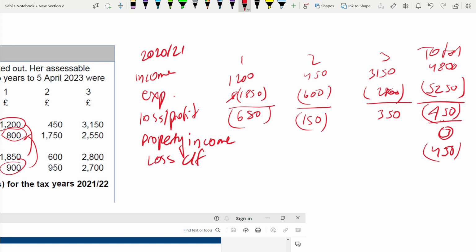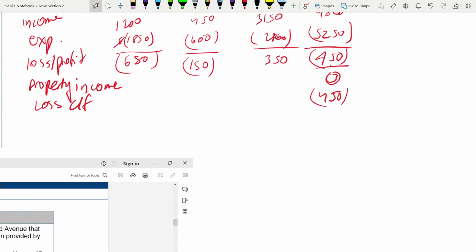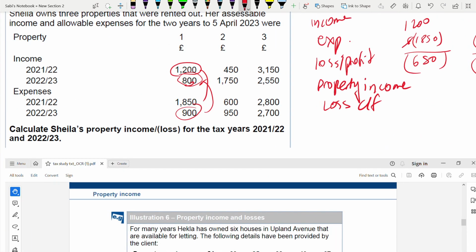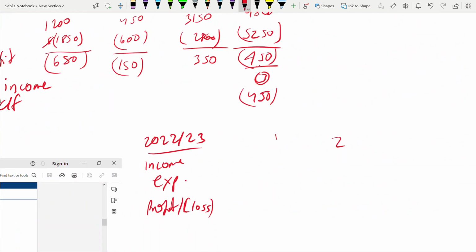Now, we'll see whether we can set this off in 2022-23. You need to follow the chronological order. First tax year, then the later tax year. 2022-23. Okay, income, expense, profit or loss. If it's loss, it's in bracket. So this one. This time, 800 minus 900, like that. So 1, 2, 3 total. 800 minus 900, it is 100 loss.